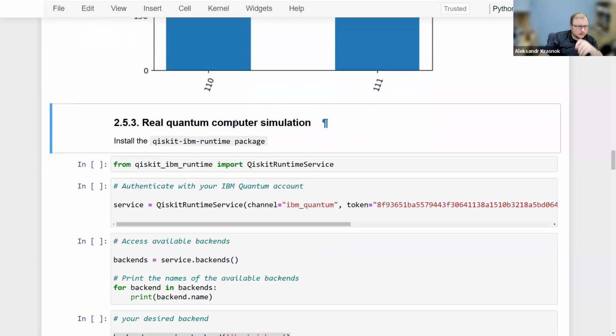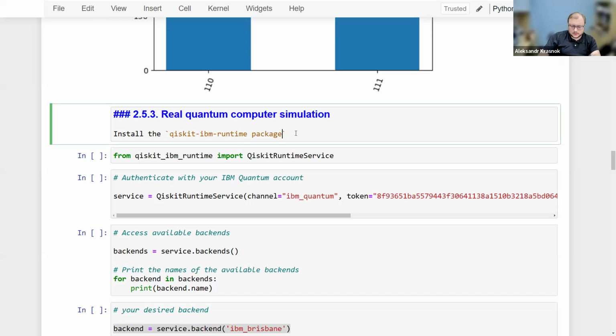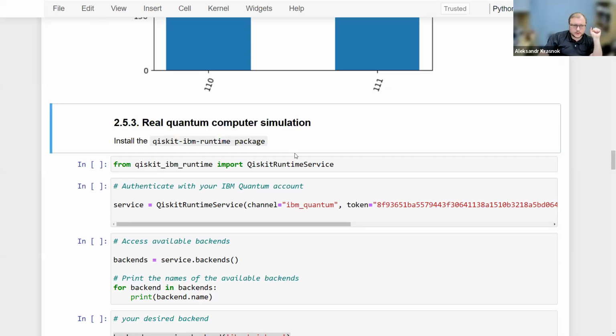And finally, real quantum computer simulations. Okay, so Aer is for emulating quantum simulations. Now we need to use the Qiskit IBM Runtime package to run the real quantum simulations on a real quantum computer. So we install this one as usual, pip install and the name of the package, right? And after you install it, you can import this from qiskit_ibm_runtime, import QiskitRuntimeService. Okay.